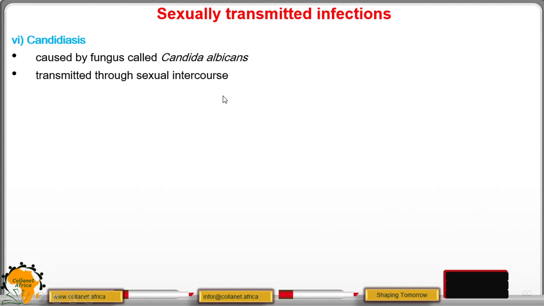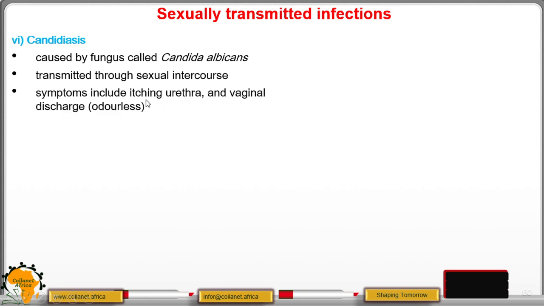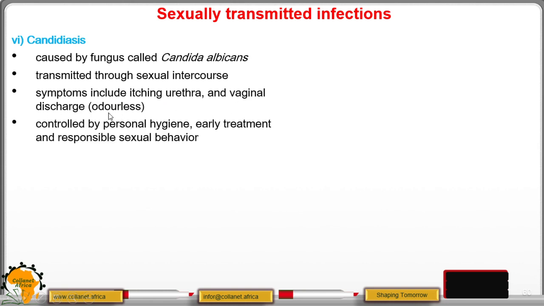Transmitted through sexual intercourse. Symptoms include itching, urethra, and vaginal discharge that do not smell. Controlled by personal hygiene, early treatment, and responsible sexual behavior. That is why girls are advised to wipe their genitalia from front to back. That is observing proper personal hygiene, and then proper cleaning of underwear and proper cleaning of the region around the vagina.